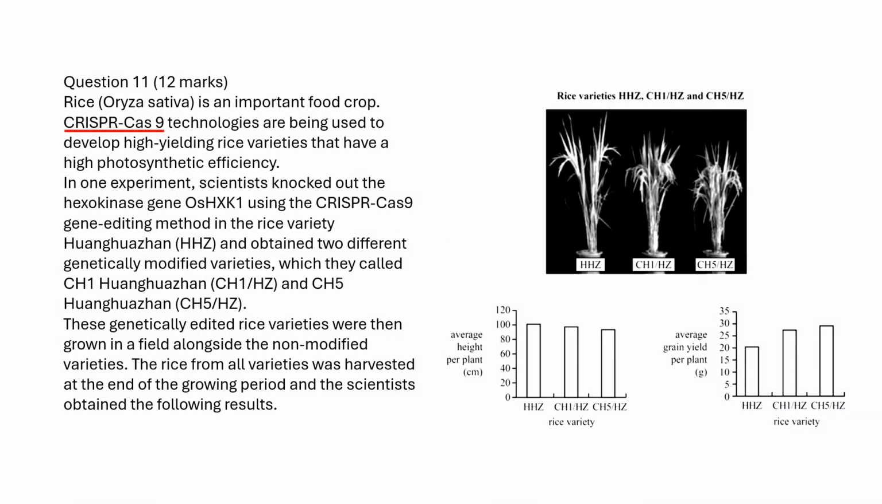CRISPR-Cas9 is used to develop high-yielding rice. The target is the OSHX1 gene. This gene is knocked out in HHZ, CH1, and CH5. The average height and average grain yield are investigated.